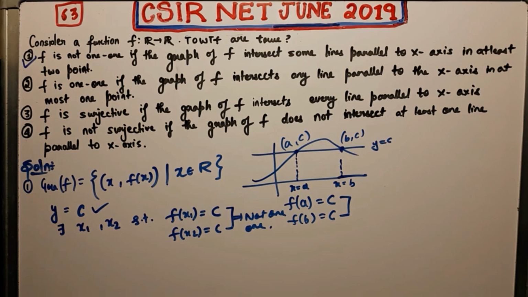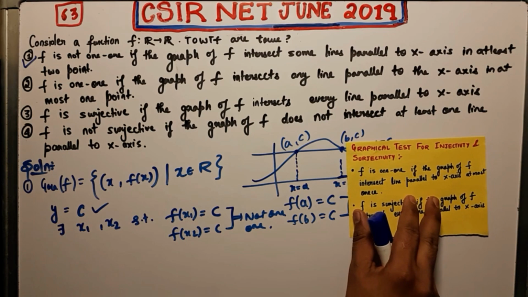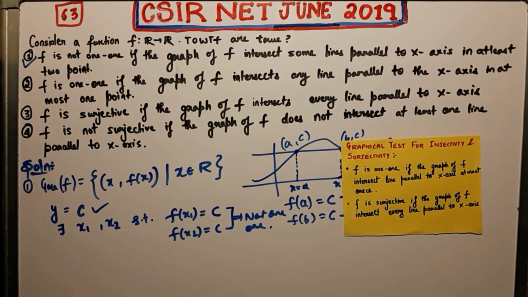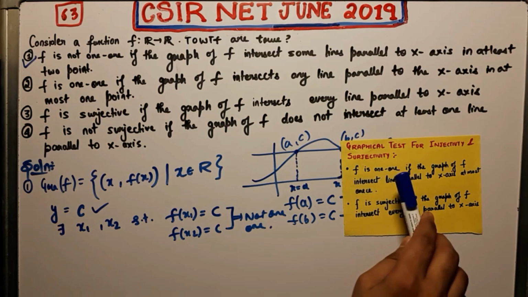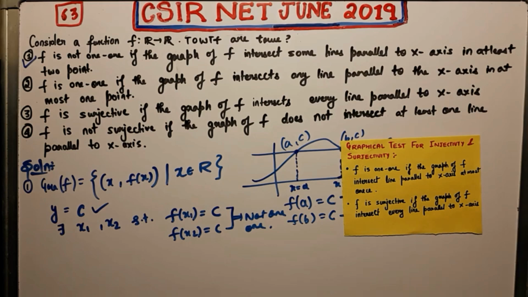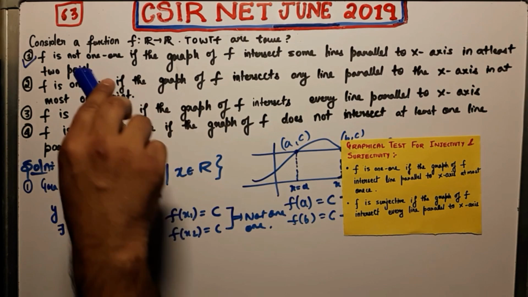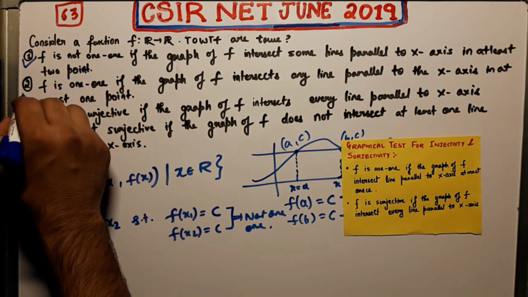Now your second option says that f is 1-1 if the graph of f intersects any line parallel to x-axis in at most 1 point. Okay, so for this I will show you a note. This is known as the graphical test for injectivity and surjectivity. So what is that graphical test? It says f is 1-1 if the graph of f intersects a line parallel to x-axis at most once. So this is the graphical test for injectivity, and this statement is exactly copied here. Therefore this must be true.